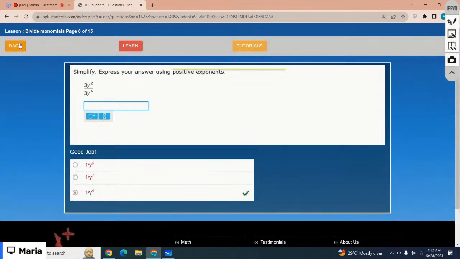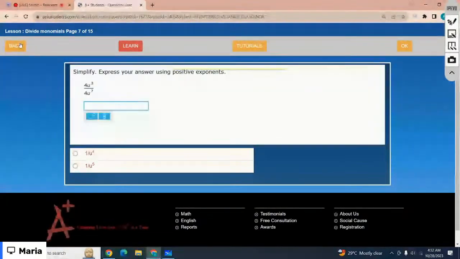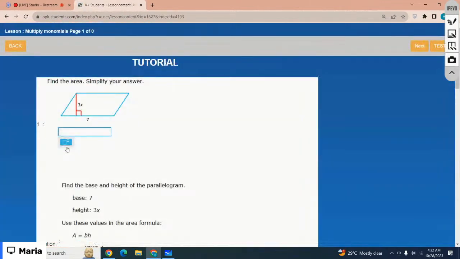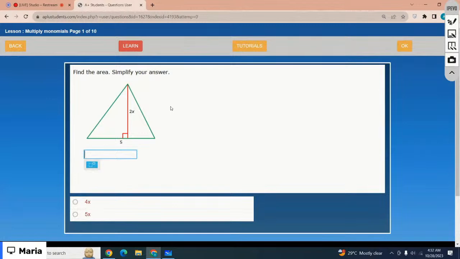Okay, you can complete the lesson by yourself later today. Let's just move on to the next lesson. The next lesson is multiply monomials, right? Okay, let's just start with the test questions. Okay, find the area, simplify your answer.